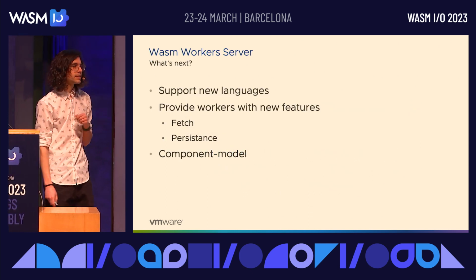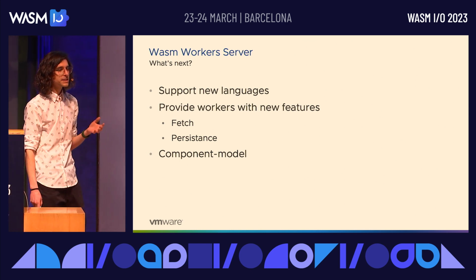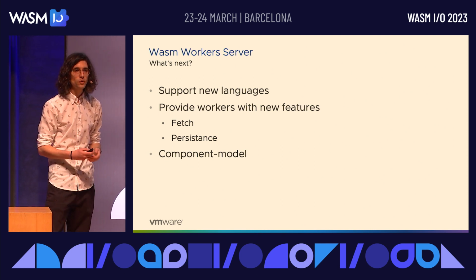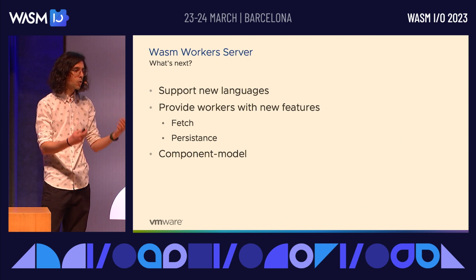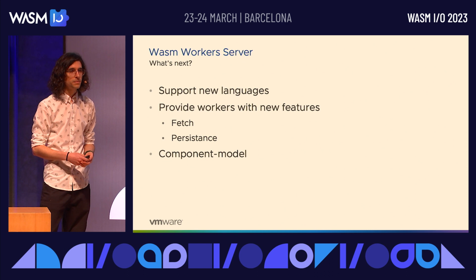And what's next in terms of features, or what we plan to have for this? So the first idea is that we want to support new languages. That's the entire goal, that we add more support for languages that can target WebAssembly natively, like Golang, for example, and others like PHP, as Rafa was commenting before.